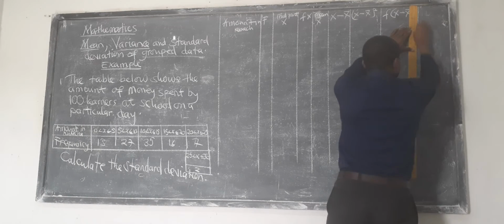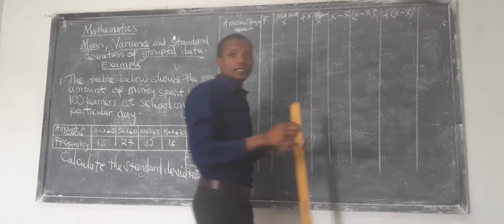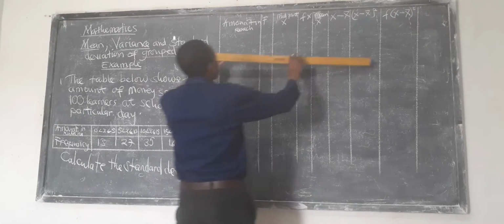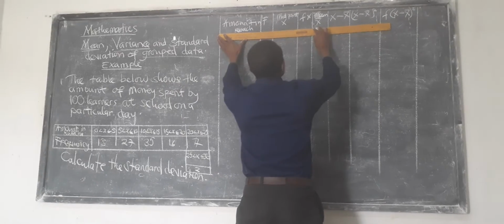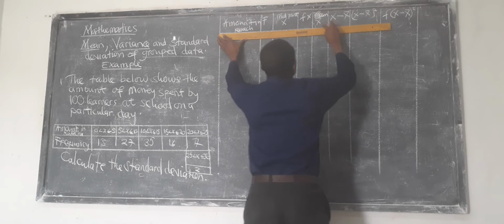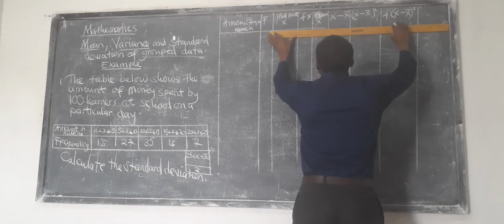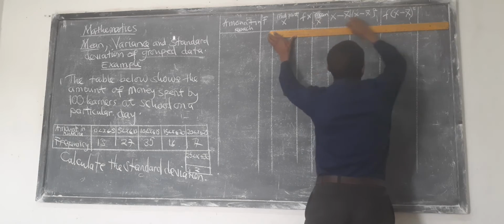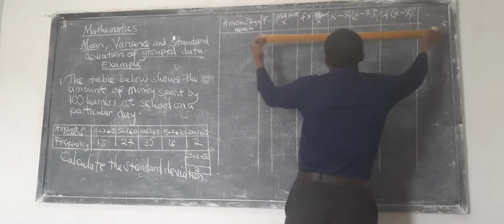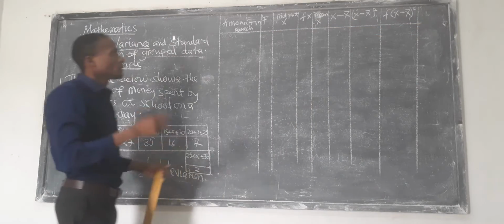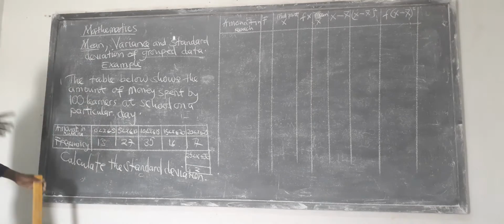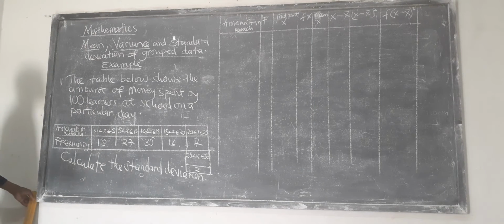So once you have this table, it becomes easy for you to find the standard deviation. There are different ways to solve this, of course. I know the other way does not require this table, but this table is easier for everyone because we're following each step that is being done.